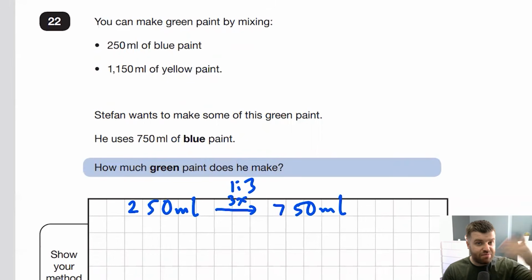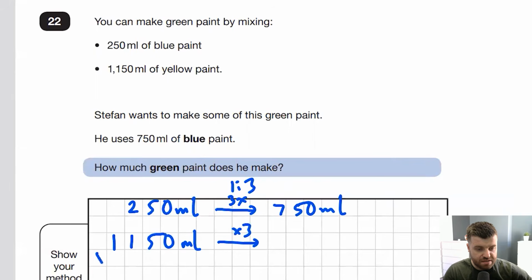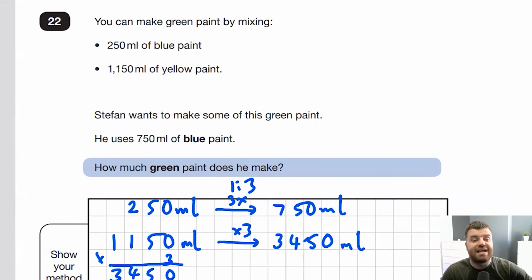So if we're going to keep the same ratio of paint to make the right green, we then need to multiply 1,150 mil of yellow. We need to multiply that by 3. So let's do that here. Multiply that by 3. 3 zeros are 0. 3 5s are 15. 3 1s are 3, plus the 1 is 4. And 3 here is that, 3,450 mil. So he had to use 3,450 mil of the yellow paint to add to his 750 mil of blue paint.